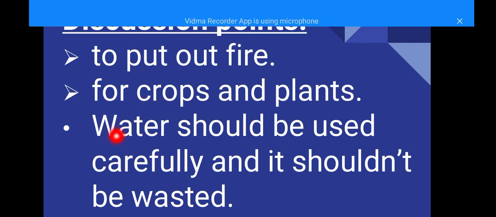The next one is that water should be used carefully and it shouldn't be wasted. The most important point is that we should use water carefully, we shouldn't waste it, and we should try to save water for human life.